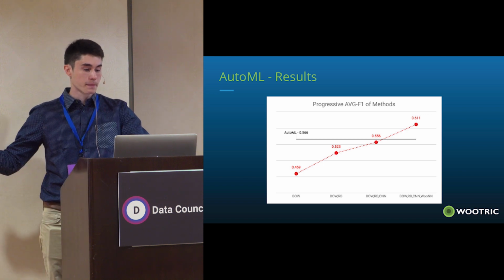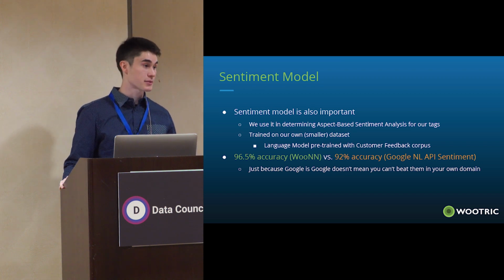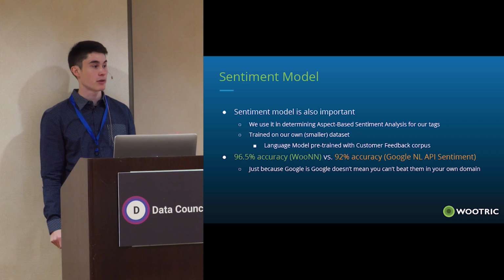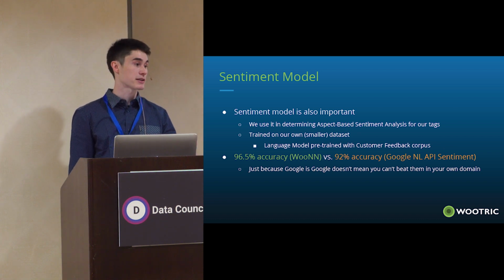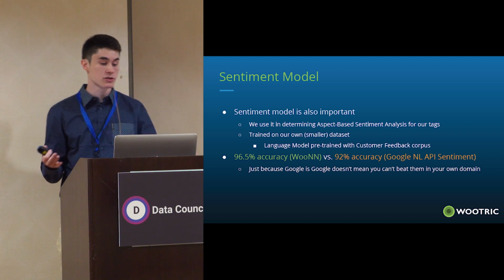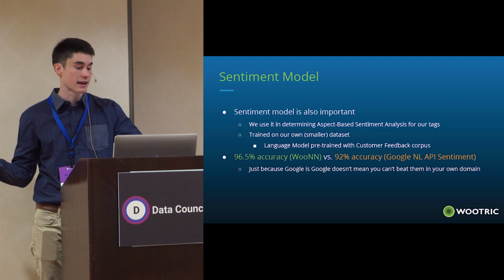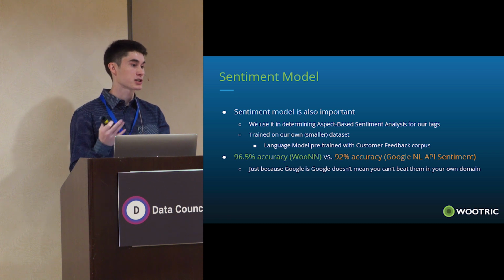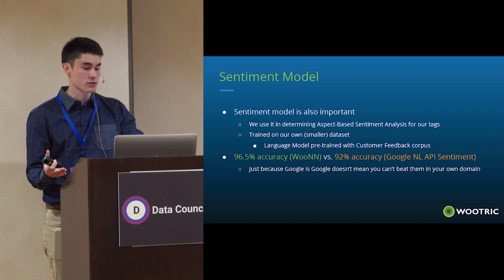And further, we then used our transfer learning approach on our sentiment model. If you remember from before, I said we wanted to see how customers feel about the product or service they're being offered and each aspect of that service. So we use our sentiment model when determining aspect-based sentiment analysis for our tags. And our sentiment model was actually trained on our much smaller data set of customer feedback reviews in order to get our positive or negative scores.